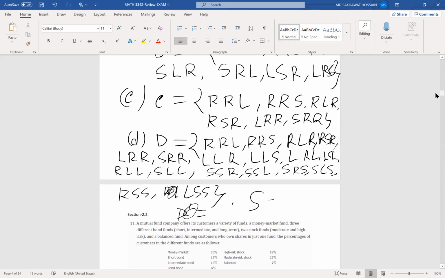So first you need to write the sample space, and this sample space will have total 27 outcomes. Actually, this problem is a little lengthy.